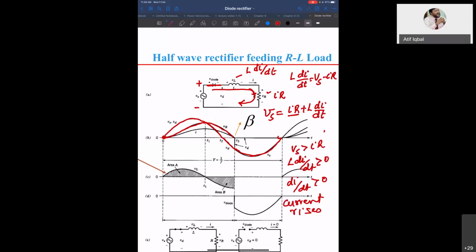Understand? Current rises. Next, what happens? As soon as, from this equation, Vs is less than VR or IR, the voltage across resistance, L di by dt is negative. That means di by dt is negative. That means current falls.